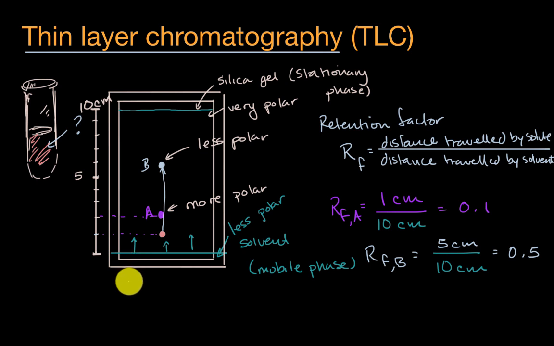Now let me ask you an interesting question. What would happen if we were to run this again with the same mystery substance, with the same silica gel stationary phase, but we were to replace the solvent here? We would replace the mobile phase with something more polar. So a more polar mobile phase. What would happen then to the retention factors? Well, if it's more polar, its polarity is going to compete more with the polarity of the stationary phase, and so it's going to be able to pull things further. So this would cause the retention factor to go up.